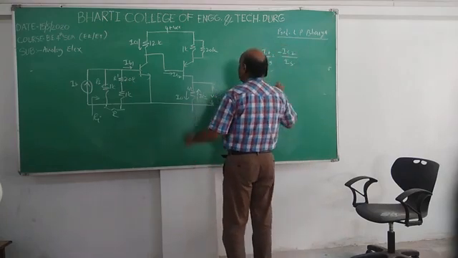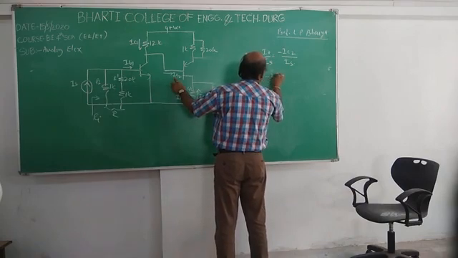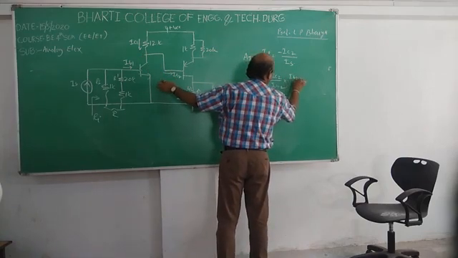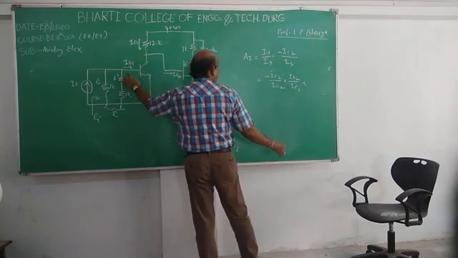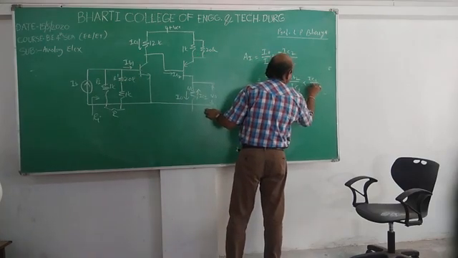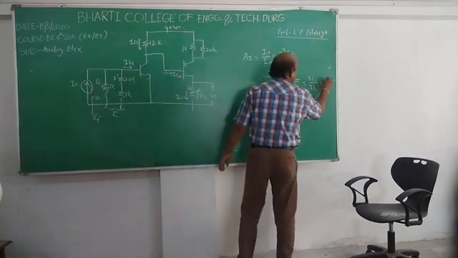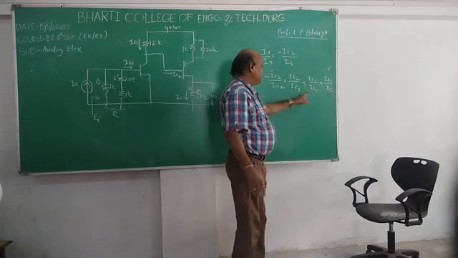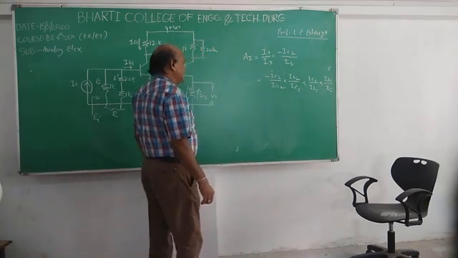Now stage by stage, step by step, you can calculate this current gain. So you calculate minus IC2 by IB2, then IB2 by IC1, then IC1 by IB1 and IB1 by Is. So these four factors you have to calculate and then put here, so you will get the current gain AI.